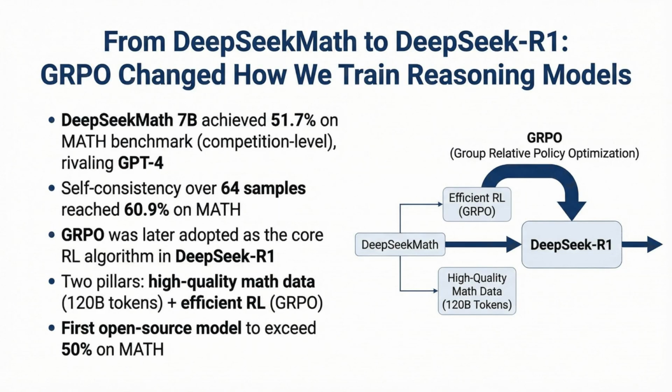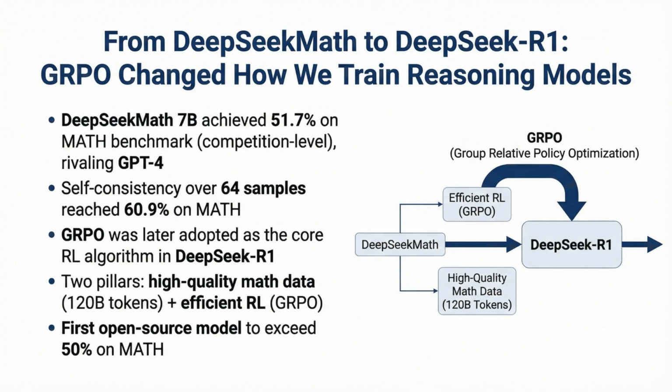Let us begin. Let me start with a question for you. How large a model do you think you need to match GPT-4 on mathematical reasoning? 540 billion parameters? 70 billion? What if I told you a 7 billion parameter model could get close? That is exactly what DeepSeek-Math achieved.